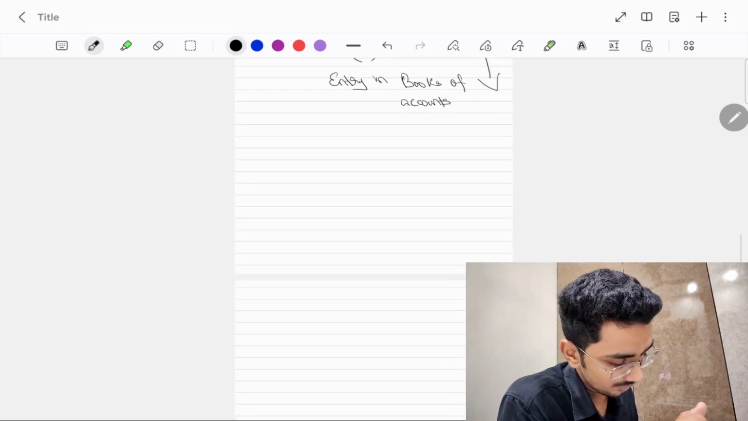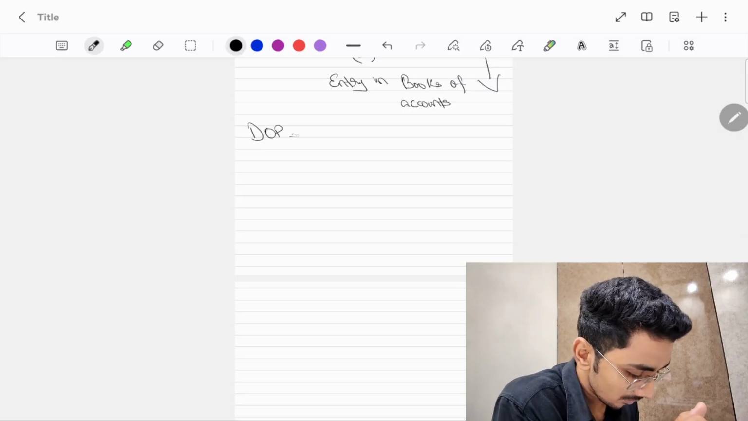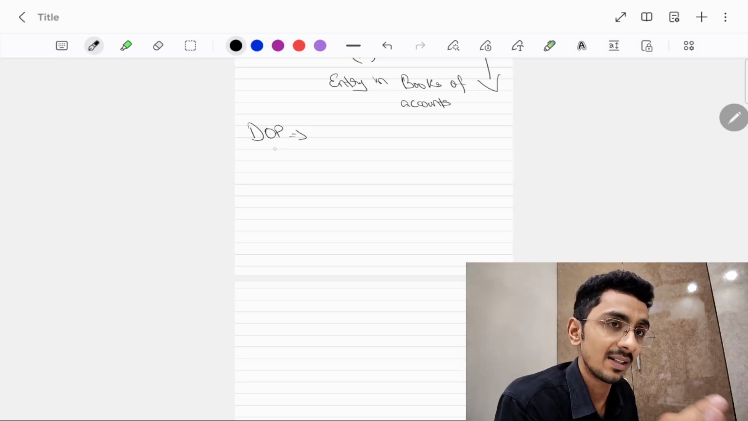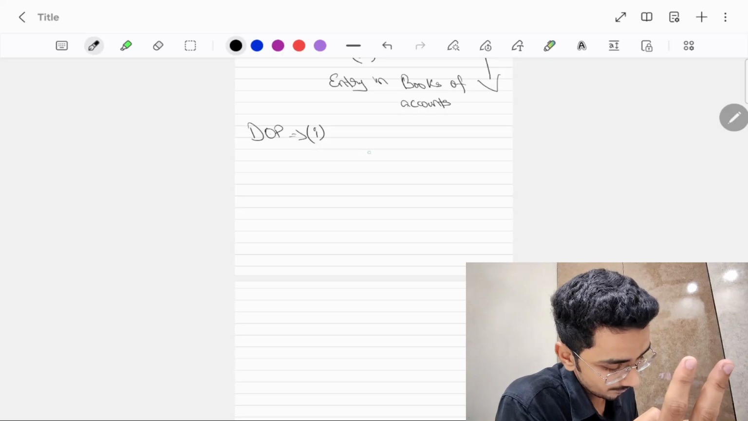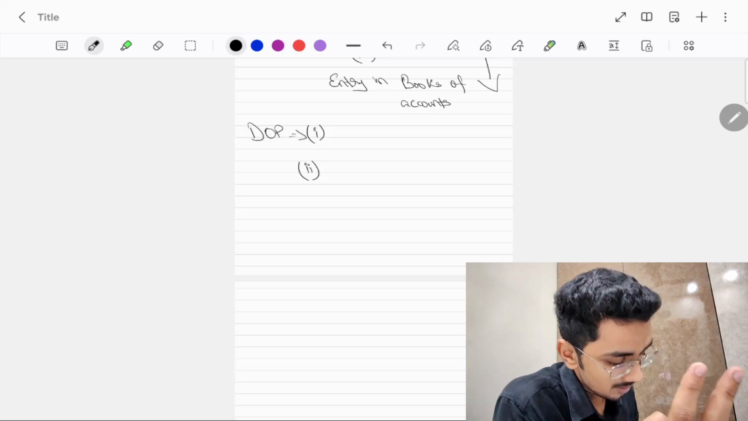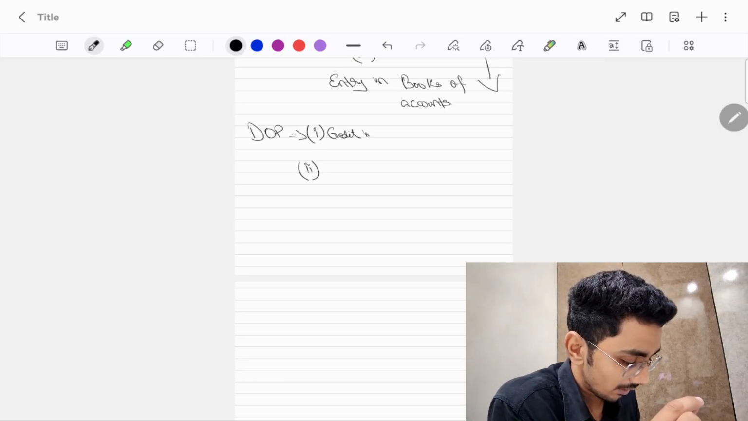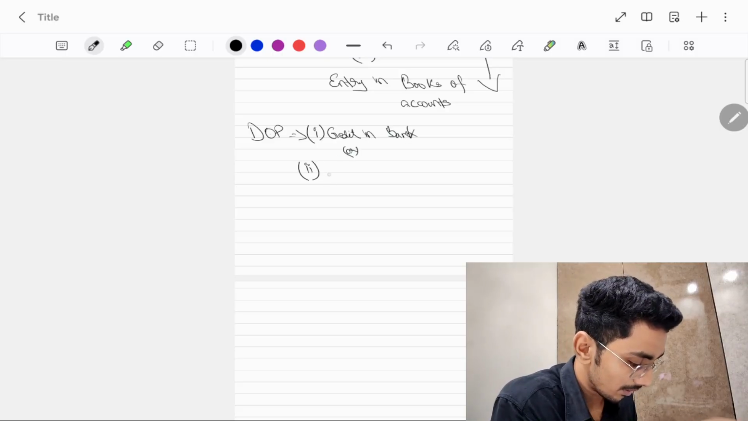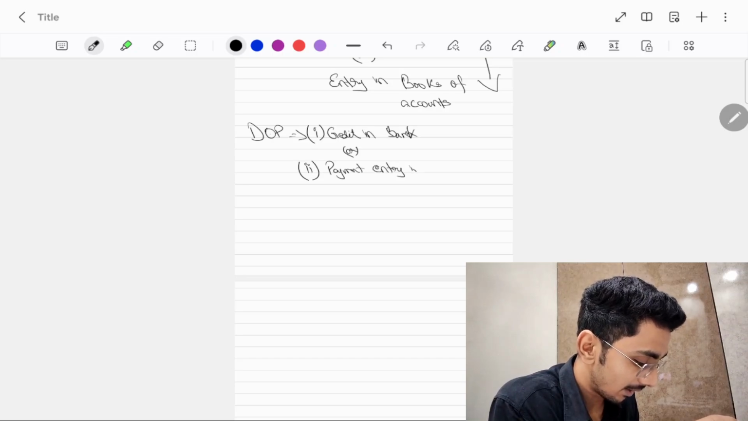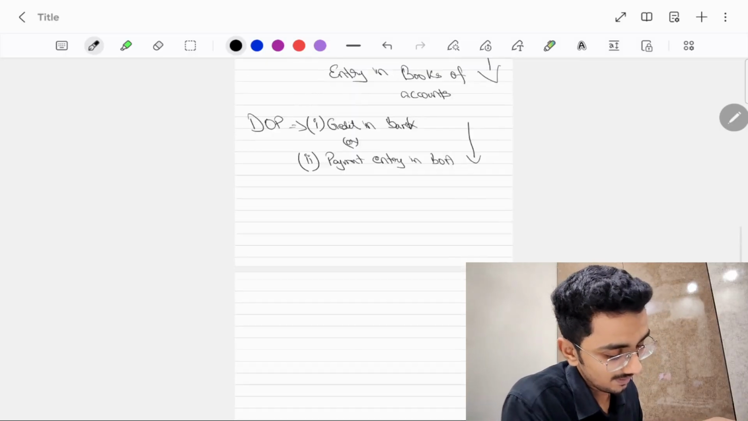And there's one more generic discussion, that is for date of payment. You always have to consider one thing very clearly, that date of payment is a combination of two things. First one is credit in bank, or second, payment entry in books of accounts. Whichever is earlier, we have to consider it.